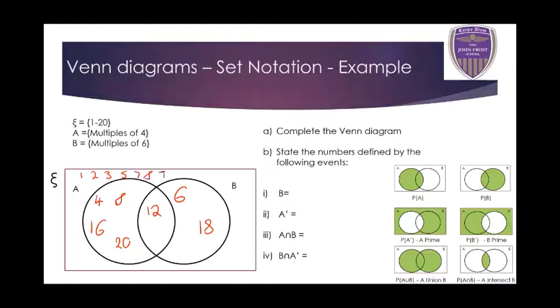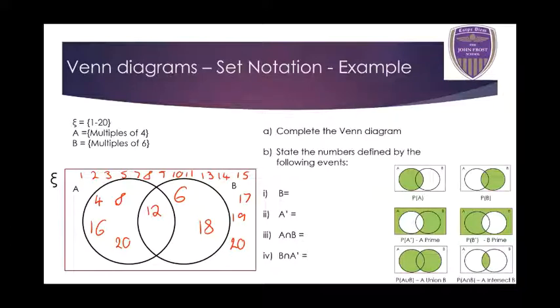And the rest of the numbers would just go in here. 7, 8, 9, 10, 11, 14, 15, 16, 17, 19. Oops, not 6. Yeah, and 16. No, not 16. And 20. Okay, so be really careful when you're filling this out, okay? So part B now, we need to state the numbers defined by the following events.